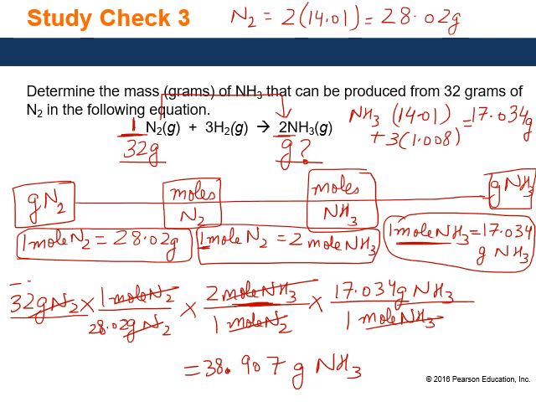Now the starting number is 2 sig figs, this is 4 sig figs. This we don't care about because it's a counted value. This is 5 sig figs. The least of them all is 2. So my number should end at the 8. The following digit is 9, so this becomes 39 grams of ammonia. That's your final answer.